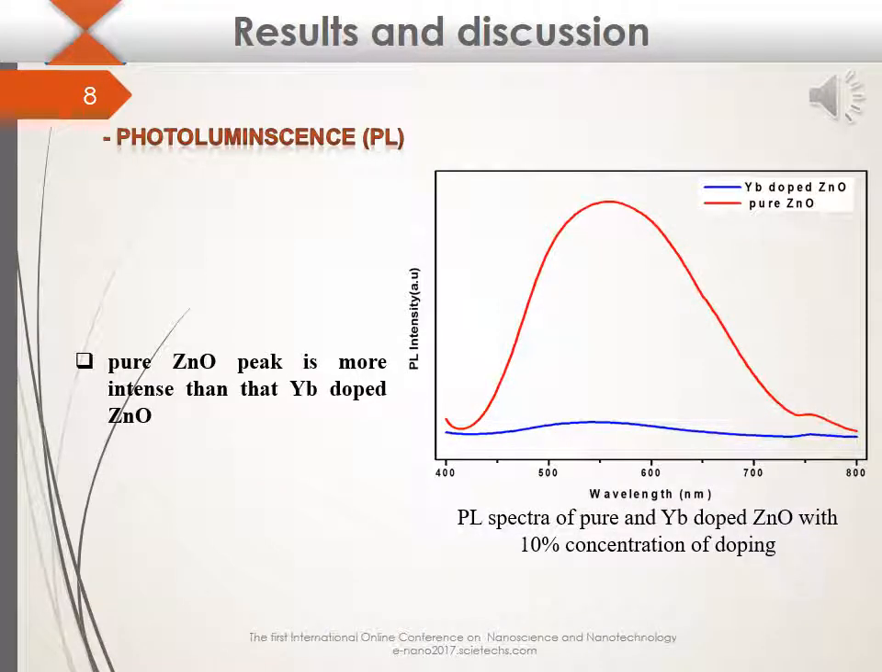To investigate the optical property and effect of ytterbium doping on zinc oxide, a room temperature photoluminescence study has been performed. This figure shows the obtained PL spectra of pure and ytterbium doped zinc oxide. It is clearly remarkable that the pure zinc oxide peak is more intense than that of ytterbium doped zinc oxide. This strong decrease in intensity may be due to an increase in non-radiative recombination processes or to the higher concentration of ytterbium, 10% in our case.